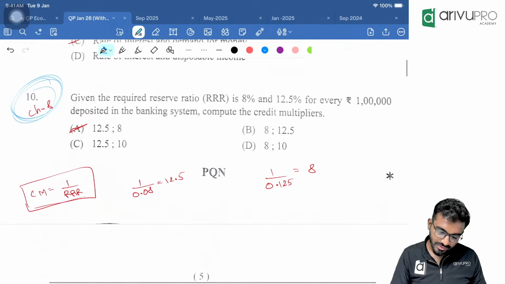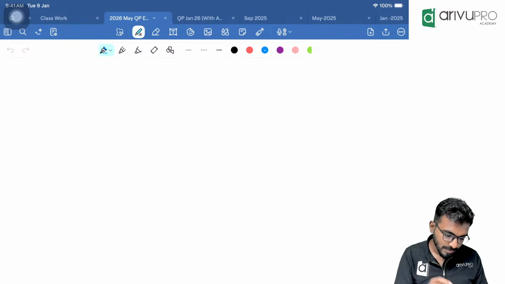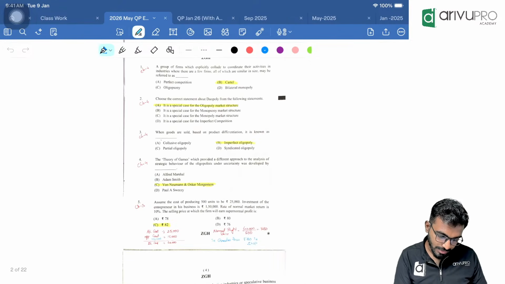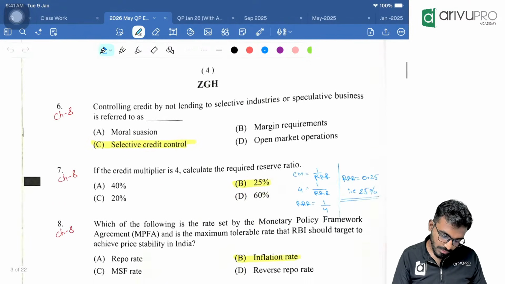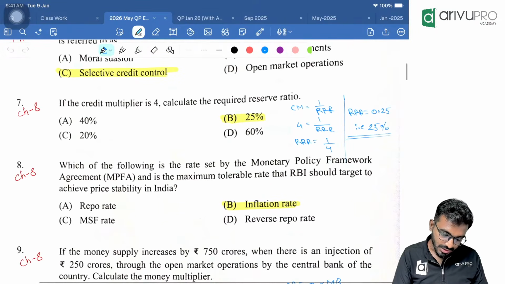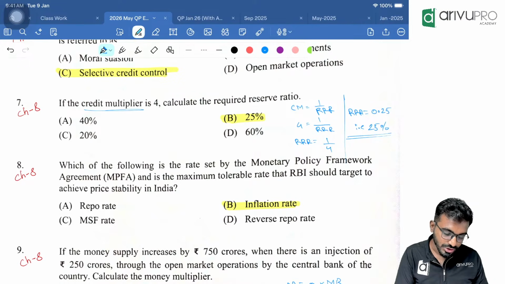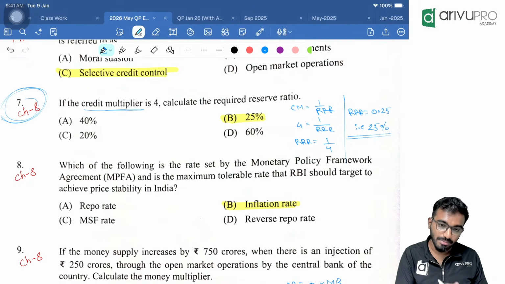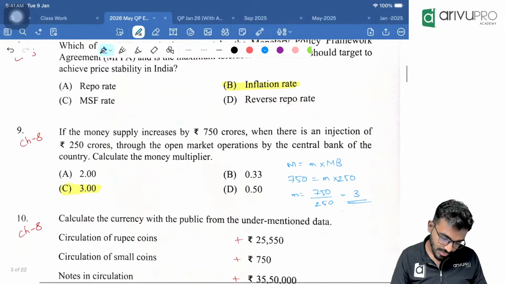This I will open and keep. This is the recent one, the May 26 attempt paper. This is a required reserve ratio, credit multiplier question. This also we will do later. Credit multiplier, when I come to it, I will explain there.